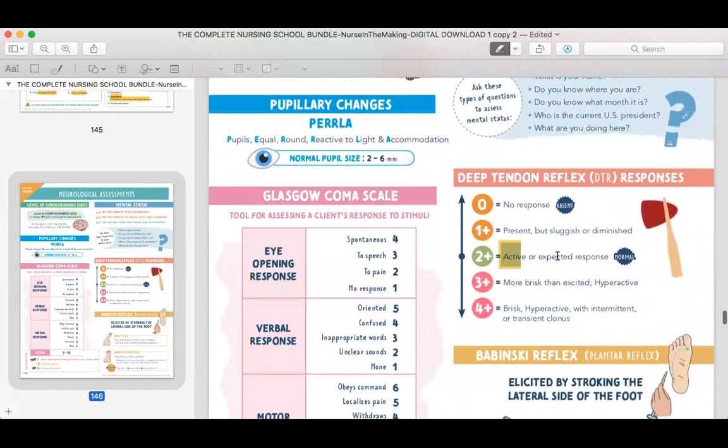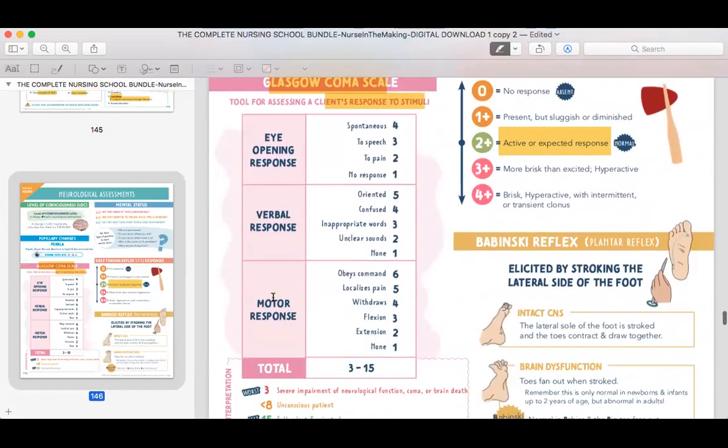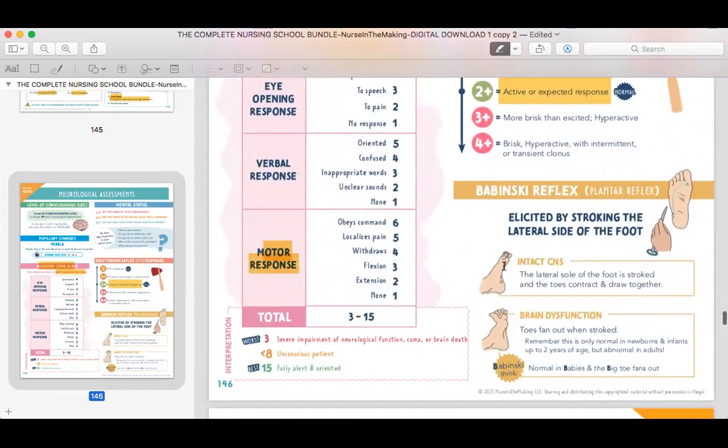You've got to know your tendon reflexes. The 2 is normal. That shows up on ATI. Make sure you know at least what the Glasgow scale is, which is a response to stimuli: opening of the eye, verbal response, motor response. Motor response does show up on ATI, so make sure you know that.